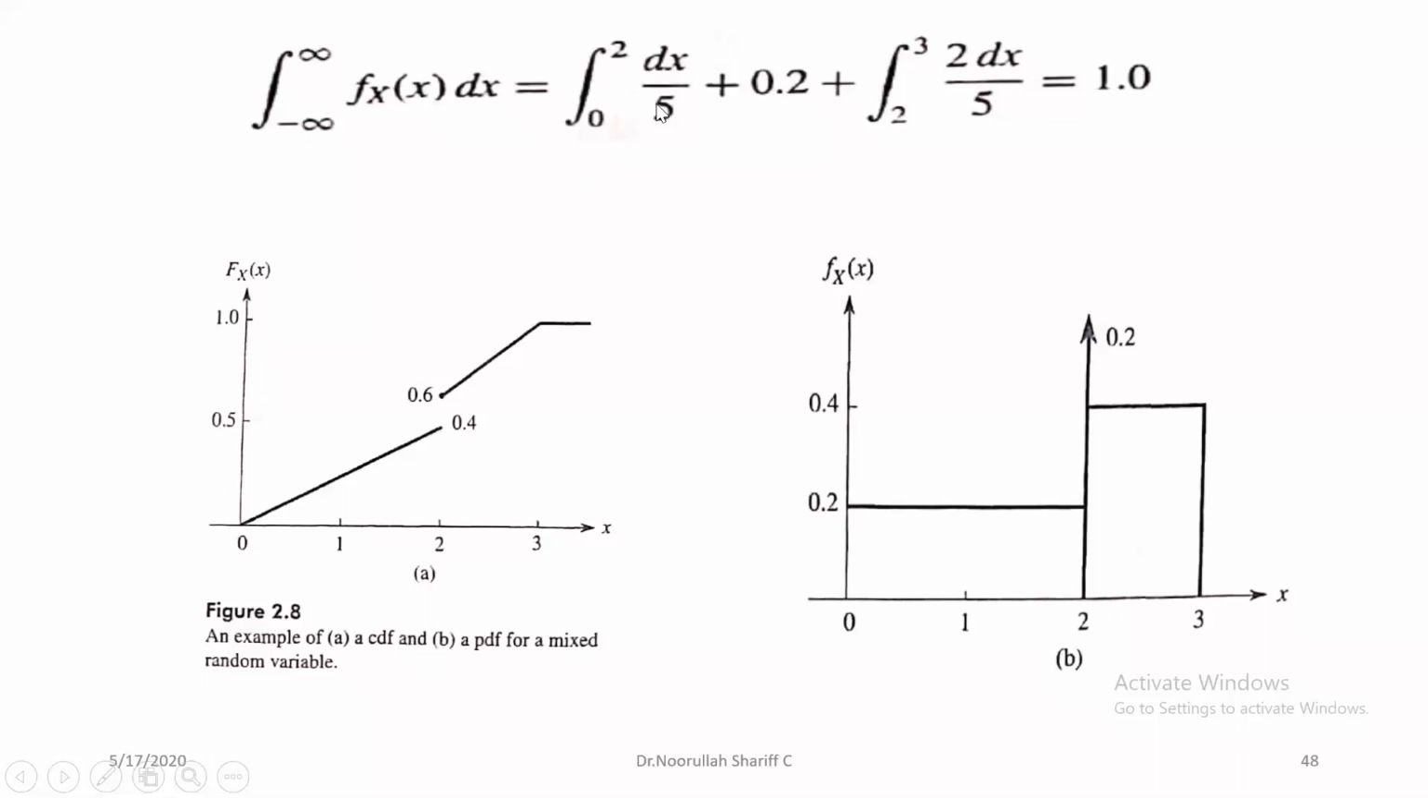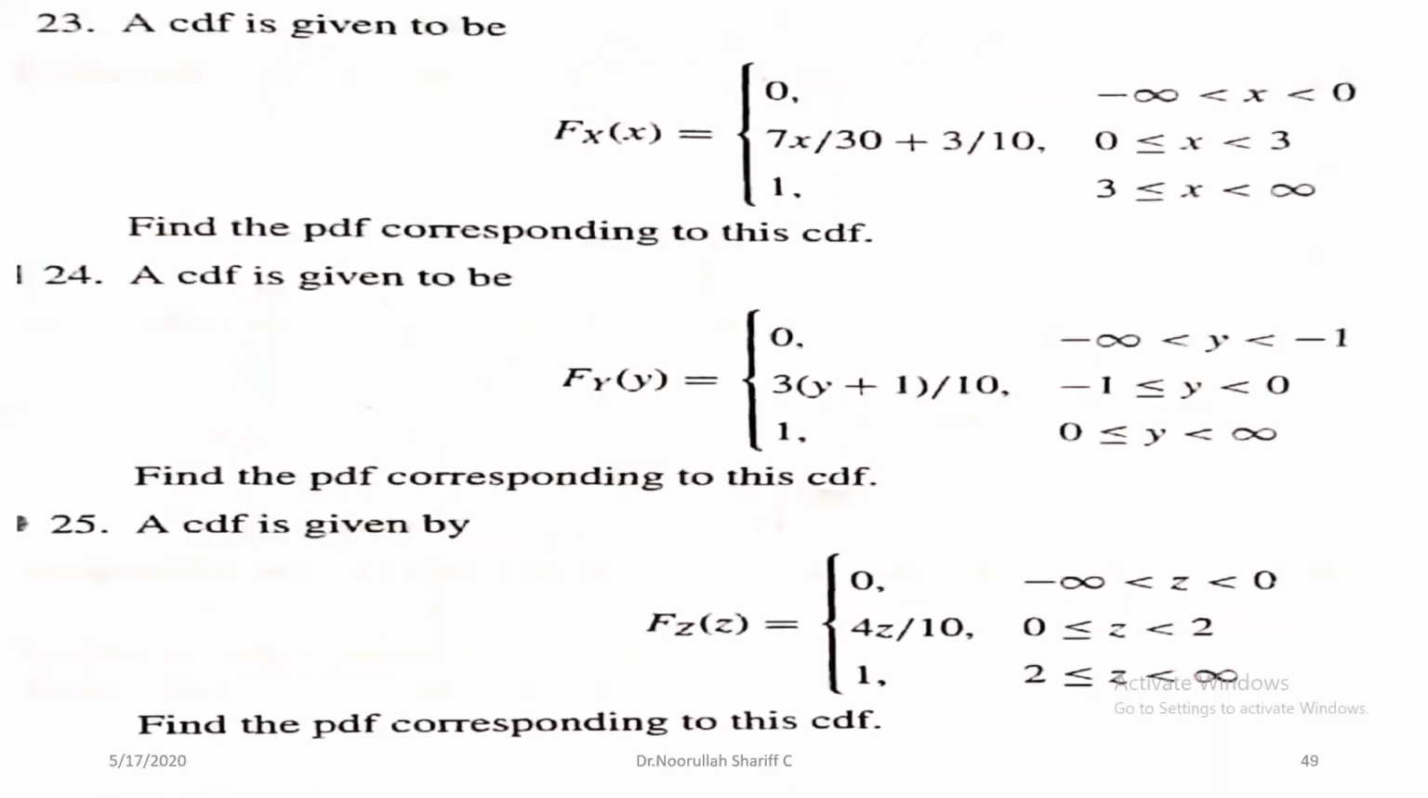Integral 0 to 2 of dx by 5, plus 0.2, that is the discontinuity, plus integral 2 to 3 of 2 dx by 5. This is 1 by 5 dx, this is 2 by 5 dx. So you integrate this, you will get 1.0. This is the total probability that should give us the value 1.0 if you try to write this expression. So this is the process by which we should try to do all the numericals.